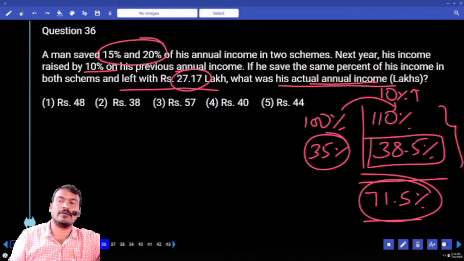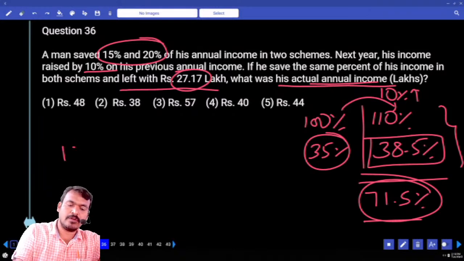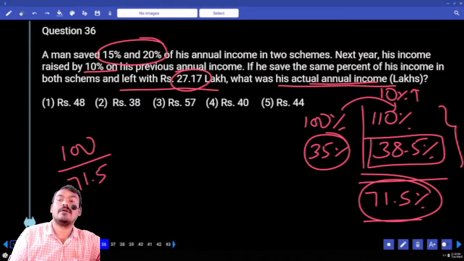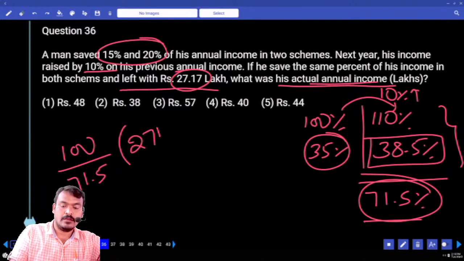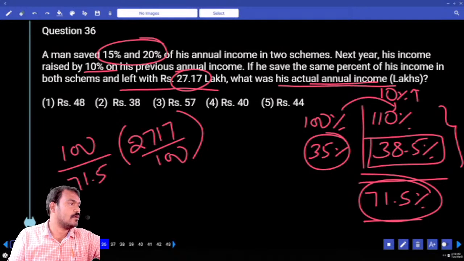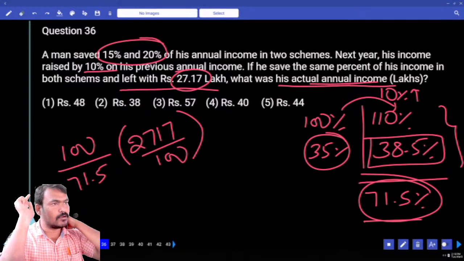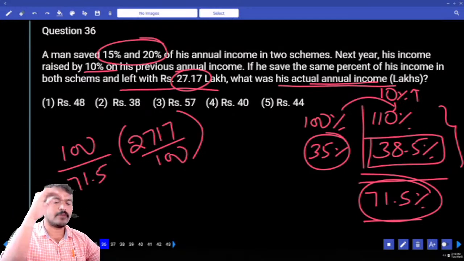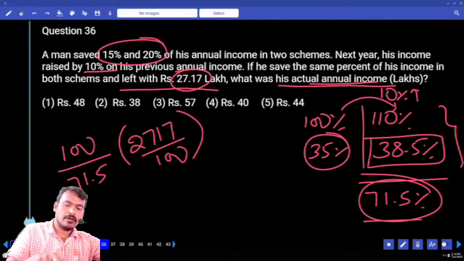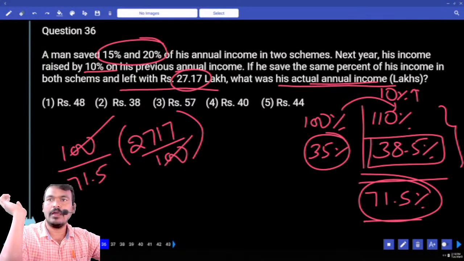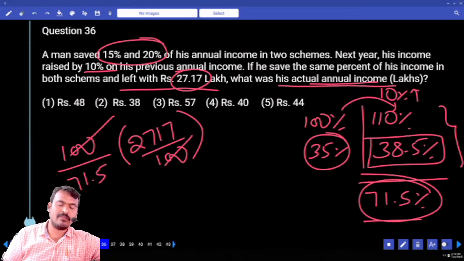Means how much percent we need? 100%. Then this one we write 100 by 71.5 into how much value? 2717 by 100 or not? 71.5% equal to how much value? 27.17. But we required how much percent? 100%. Numerator 2 zeros, denominator 2 zeros are cancelled or not? Okay. 71.5. What is the double?